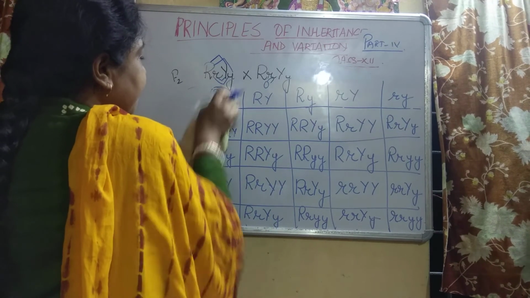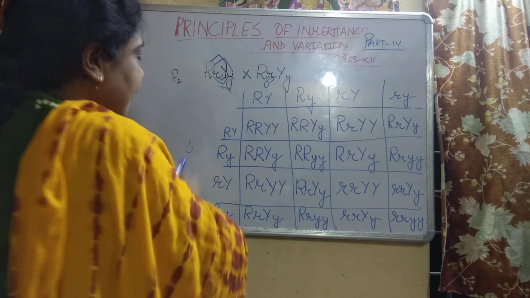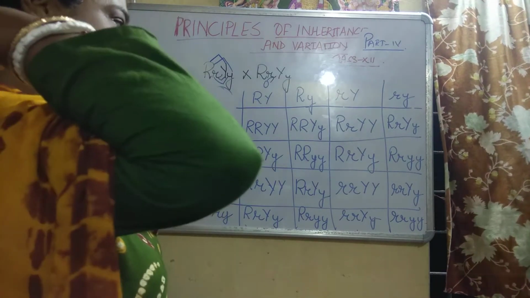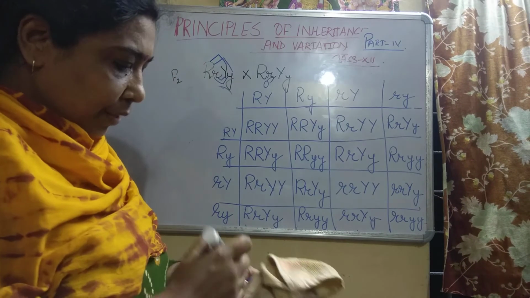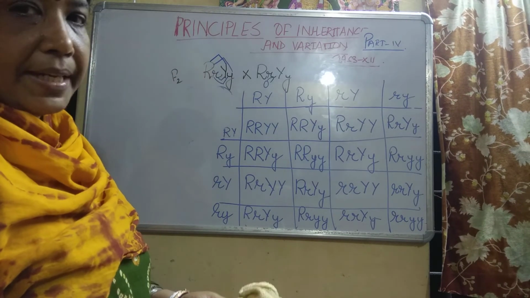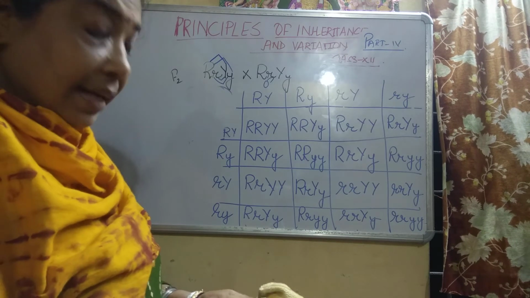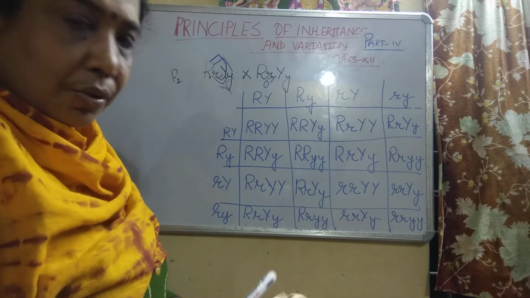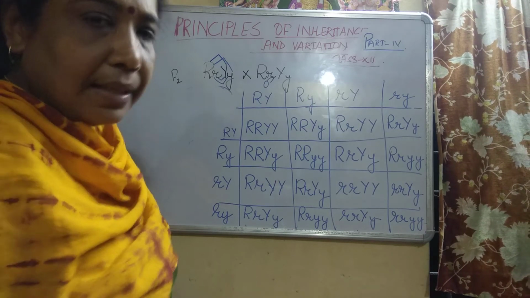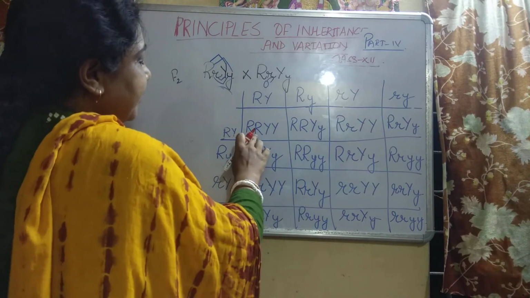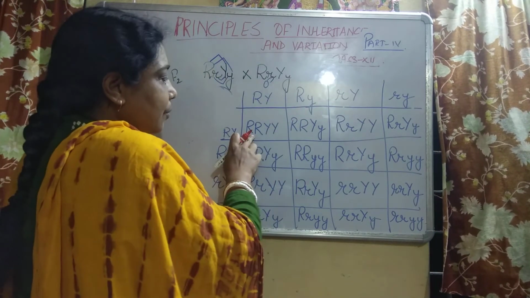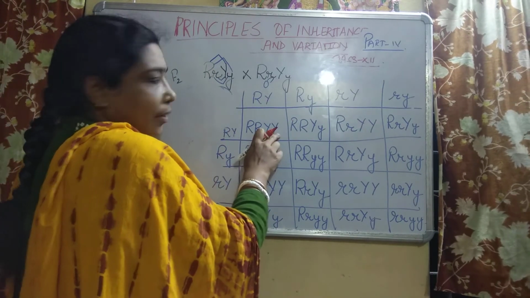Now this is all about it. Now children, you have to find out the ratio. What you have to find out? The phenotypic ratio. To find out the phenotypic ratio, you have to see the different combinations first. So first of all, let us start with the first one. This will represent what? Round yellow, because you see the dominant factor.